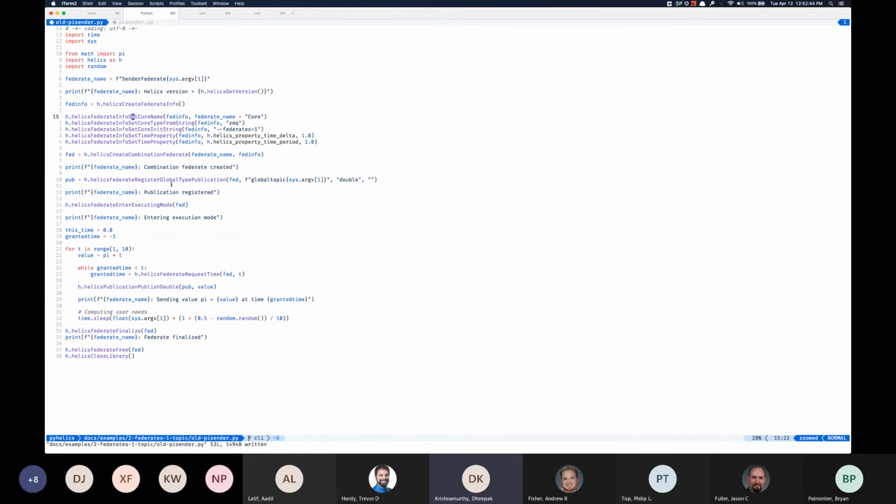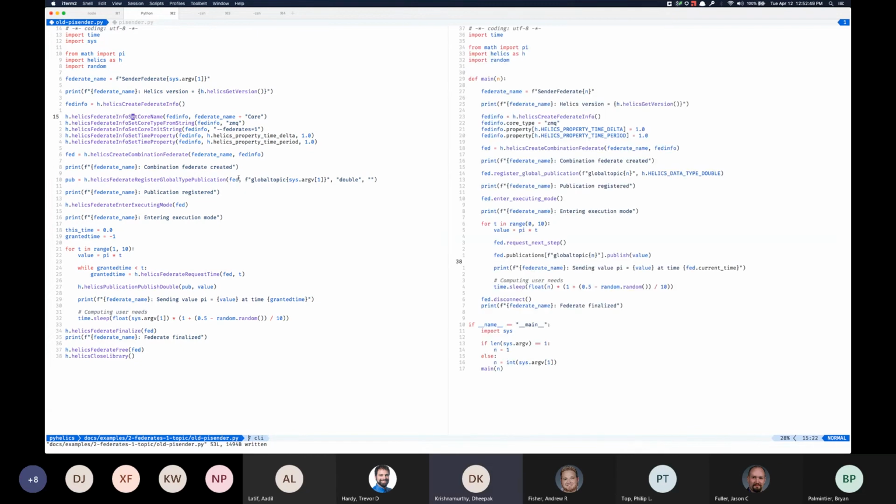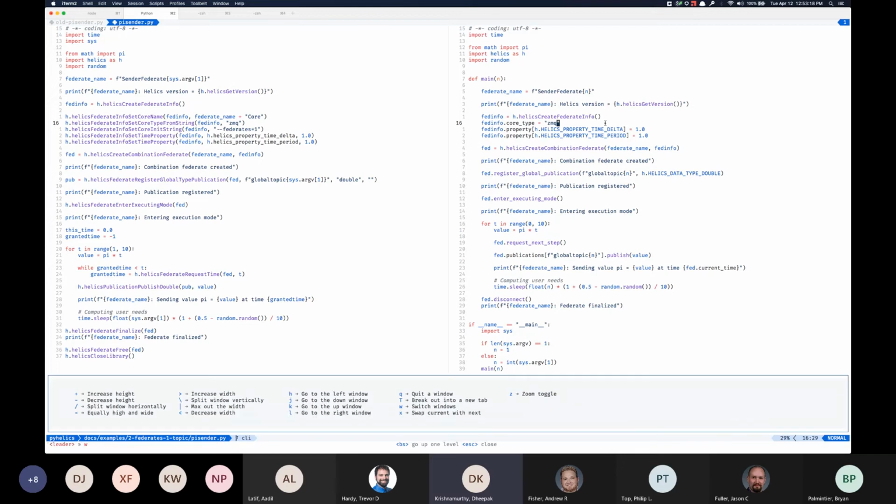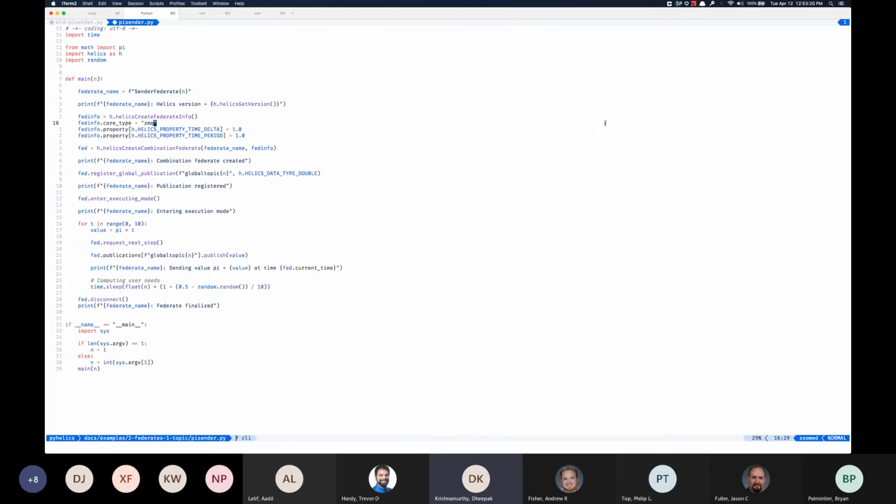You can use all of these functions in Python, but there is a more Pythonic way to do this now. You can create a federate info, and then do federate info dot core underscore type equal to ZMQ. This line and this line basically do the same thing. The Pythonic interface here essentially calls the Python C interface. There are a number of improvements like this, so I'll just focus on this for now. We don't need to look at the old interface.